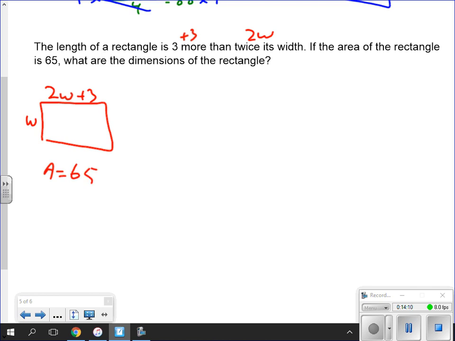So what do I need to do? I need to multiply these two to get the area. How do you get the area? Multiply the length and width. So that means that w times 2w plus 3 is equal to 65. Multiply the w through, so distribute the w. So I get 2w squared plus 3w is equal to 65.